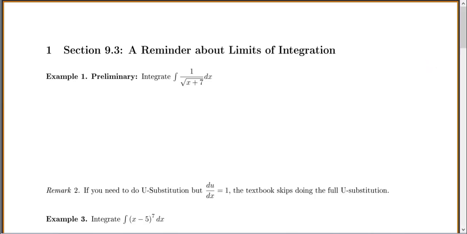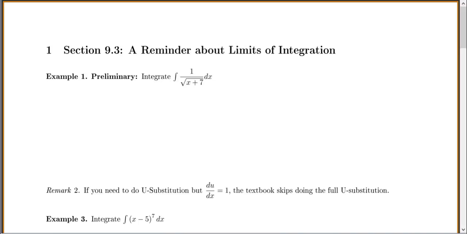In this section, we're going to talk about how we actually evaluate our limits of integration, our upper and lower limits, if we have complicated integrals of u substitution or integration by parts. But before we do that, we need to have just a little preliminary work on how to integrate a few of these problems. So let's say we want to integrate 1 over the square root of x plus 7 dx.